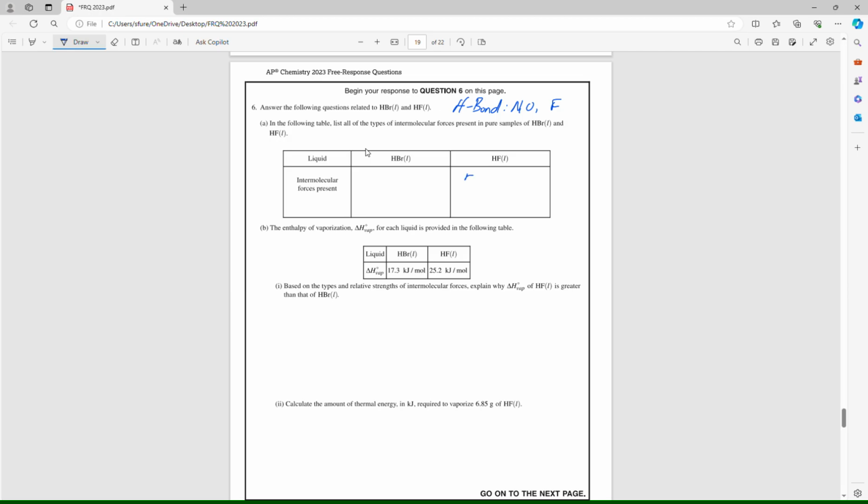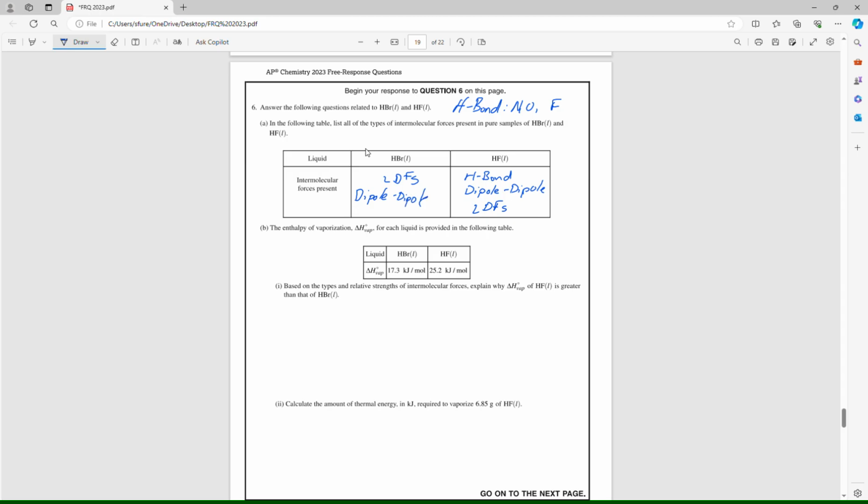So say hydrogen bonding. If something has hydrogen bonding, it does also have dipole-dipole because hydrogen bonding is really just a strong form of dipole-dipole. And then, of course, it also has London dispersion forces. Everything has London dispersion forces. HBr also has London dispersion forces. It doesn't have hydrogen bonding because there's not a nitrogen, oxygen, or fluorine bonded to that hydrogen. But this is a polar molecule, so it has dipole-dipole.